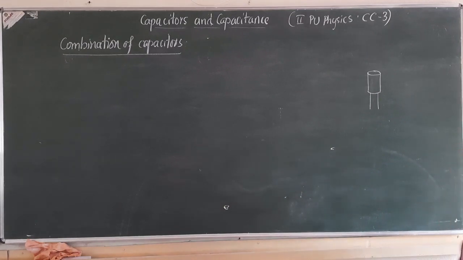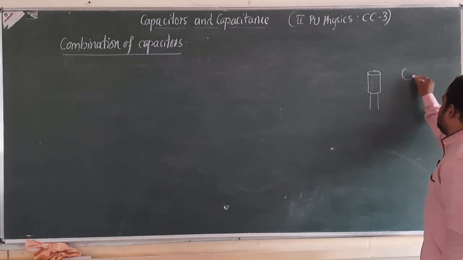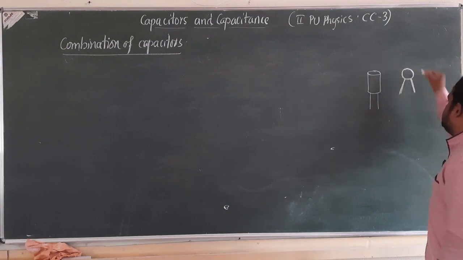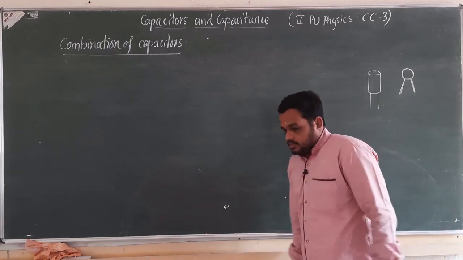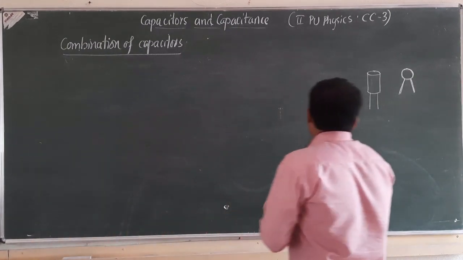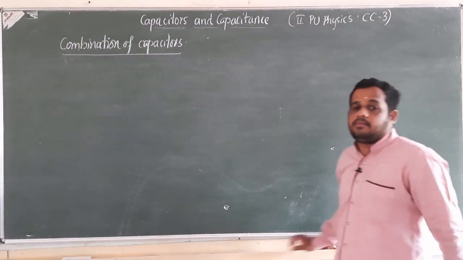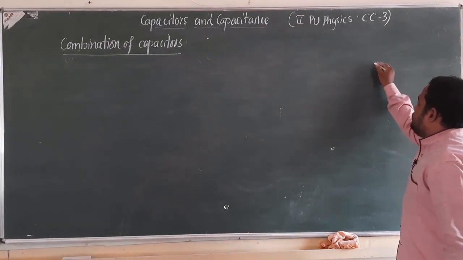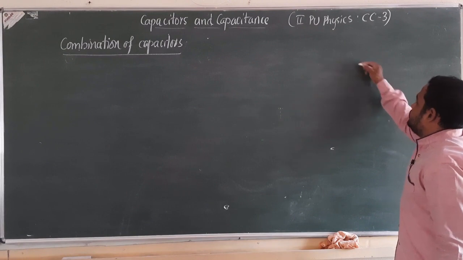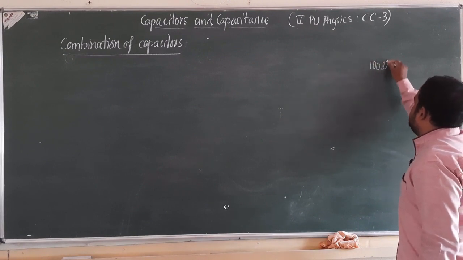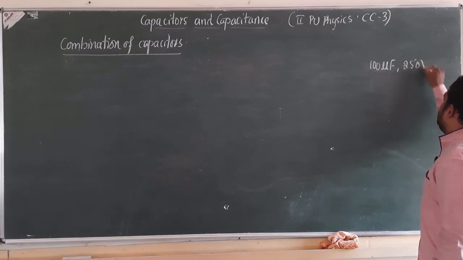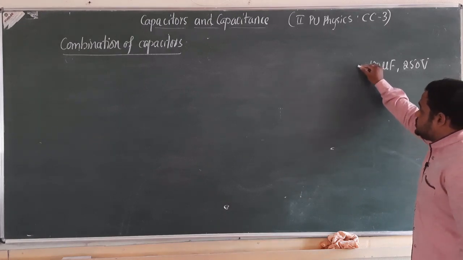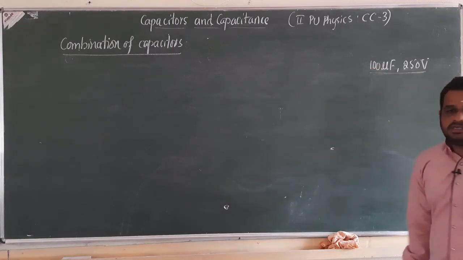This is called an electrolytic capacitor. A ceramic capacitor will be somewhat like this, with two connecting points. See, in any capacitor, while mentioning its capacitance, two factors will be mentioned. For example, in a capacitor, it may be mentioned like this: 100 microfarad, 250 volt.